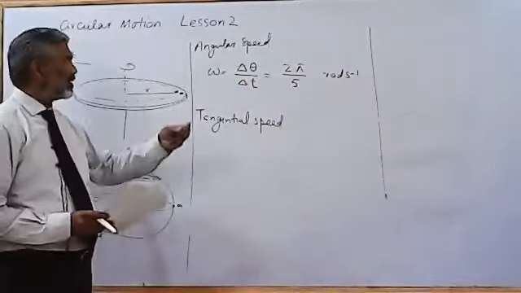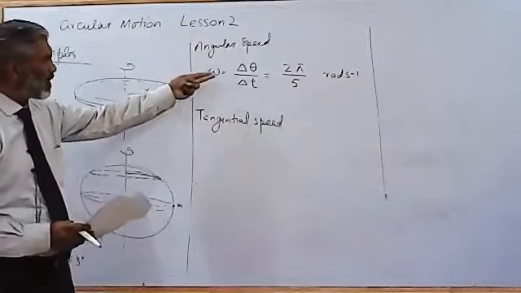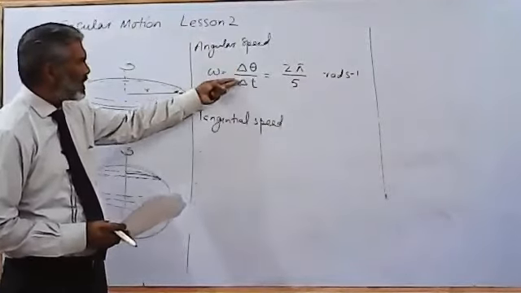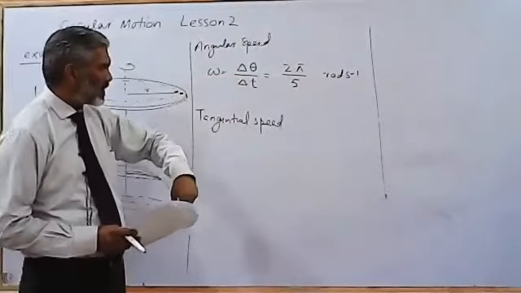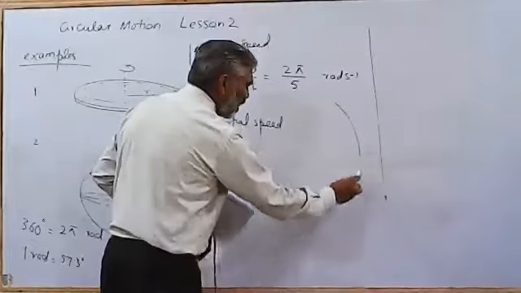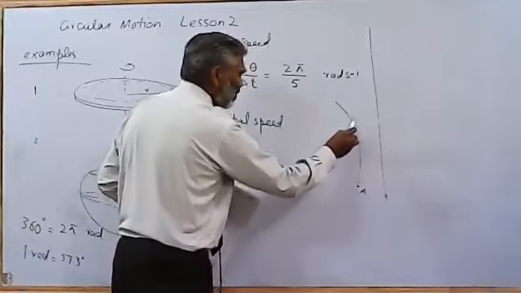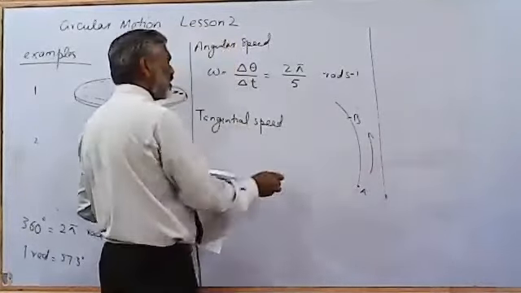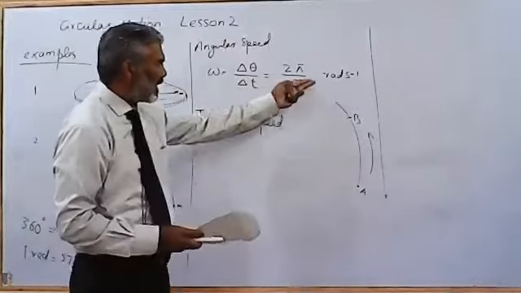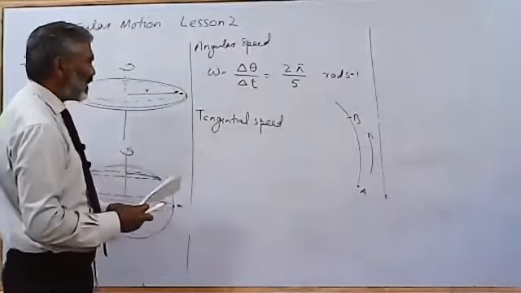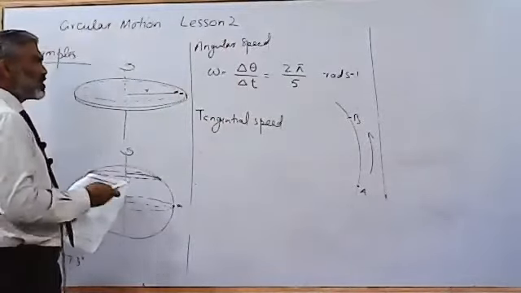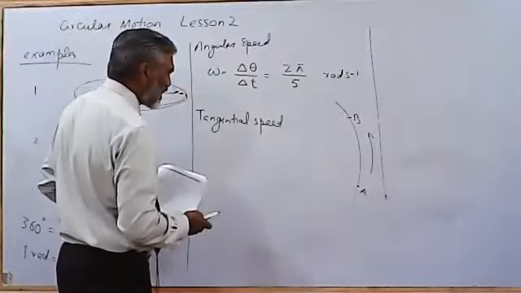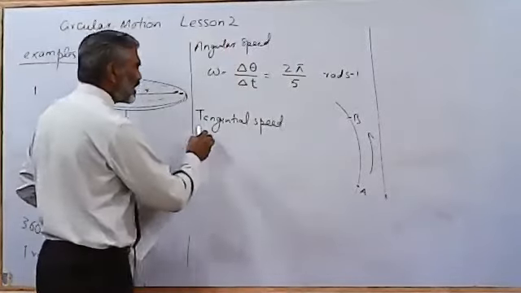I repeat, angular speed is simply the rate at which angle is varying. So an object is moving from this position A to this position B along the circular path, the angle which is varying at this rate will give us the angular speed. But there is another speed that we need to consider side by side, and that is tangential speed.